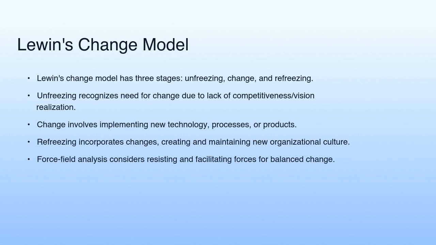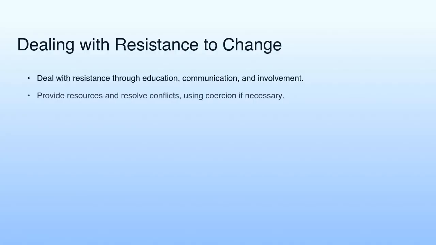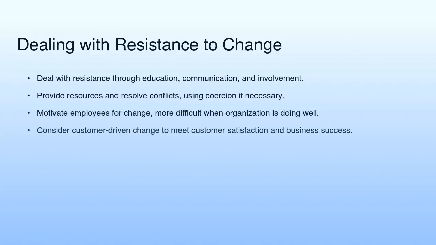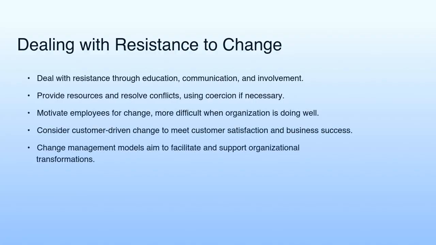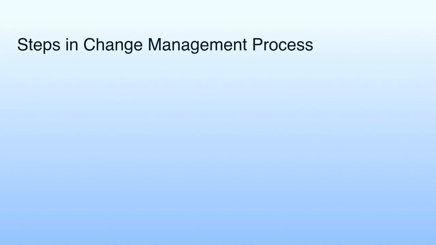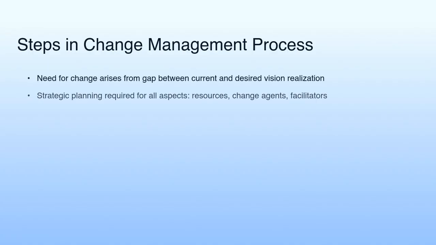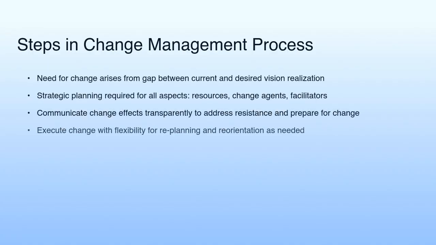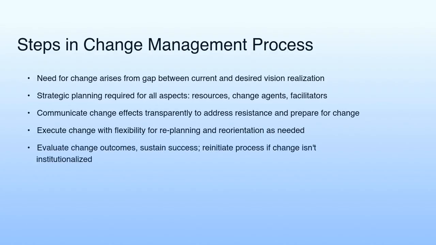group tensions. Lewin's change model, which consists of unfreezing, change, and refreezing stages, provides a framework for navigating the challenges of implementing organizational transformations. To effectively deal with resistance to change, organizations should employ strategies such as education, communication, involvement, resource provision, conflict resolution, and if necessary, coercion.